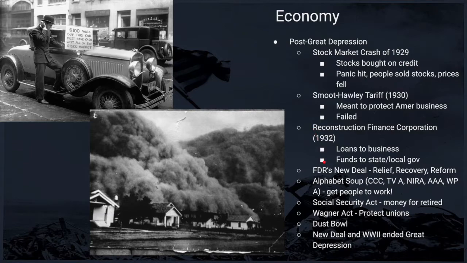Now, FDR is going to get into office, and he is going to start the New Deal, which is based on 3 R's: relief, recovery, reform. This is relief for the poor, reform of businesses, recovery of industry, okay? And so he's going to pass things under what we call the alphabet soup, the CCC, TVA, the NIRA, AAA, all these programs that are all built to get people out and working. Things like building trails in national parks, building monuments, all kinds of things like that.